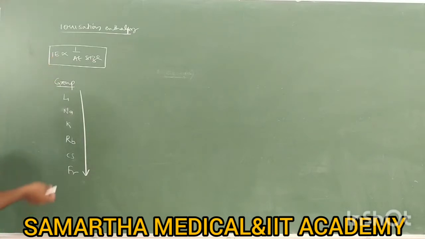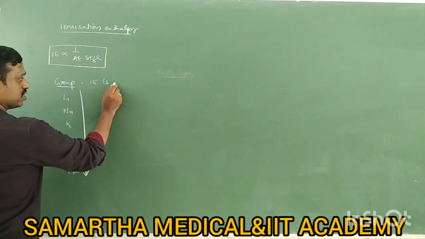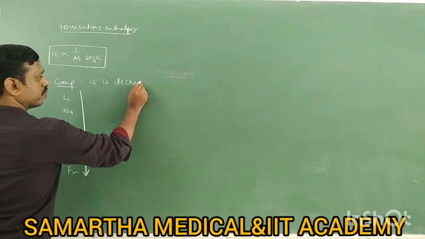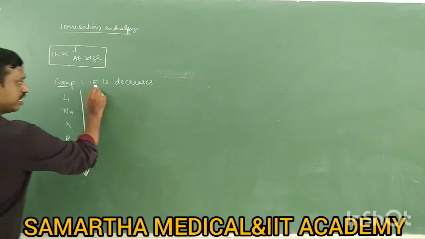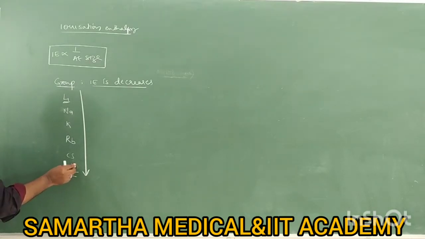So what is the order of ionization enthalpy in a group? In a group, IE decreases. You must remember, IE decreases. It means lithium has the maximum, francium has the minimum. Since francium is a radioactive element, we don't study francium, so we study till cesium only. From lithium to cesium atomic size increases, therefore ionization enthalpy must decrease. This we have also completed.